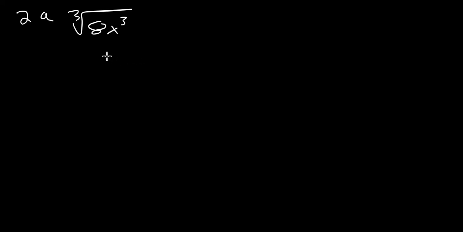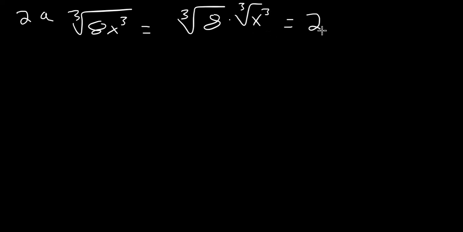For problem 2a, we have the cube root of 8x cubed. Using our product property, we have the cube root of 8 times the cube root of x cubed. Now the cube root of 8 is 2 because 2 times 2 times 2 is 8, and the cube root of x cubed is x, so 2x is our solution.